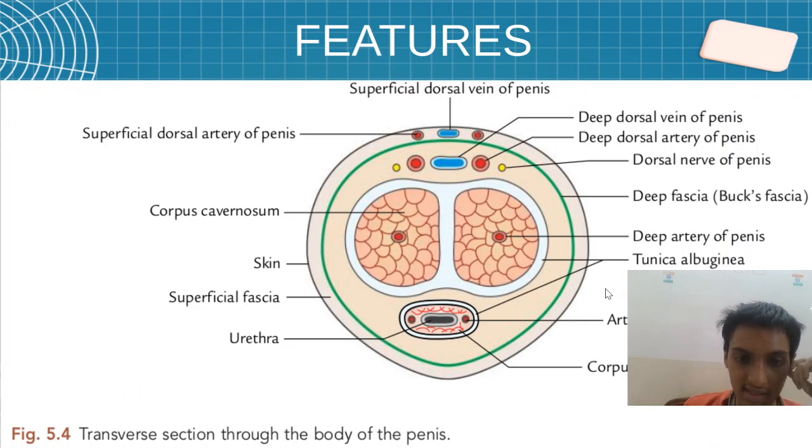Let's see the transverse section through the body of penis. Here we are finding the corpora cavernosa, the arteries of the penis, the spongiosum, the urethra, then the outer skin and the fascia, superficial and deep both. Then the dorsal vessels and nerves. Here you are finding this part, the dorsal vessels and nerves.